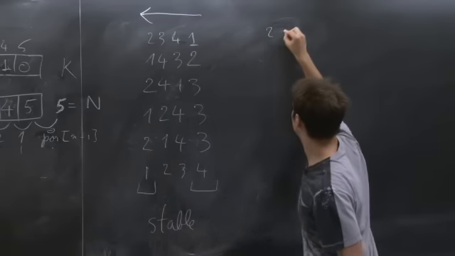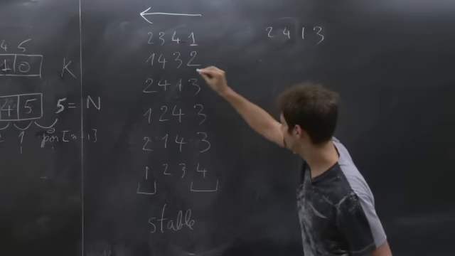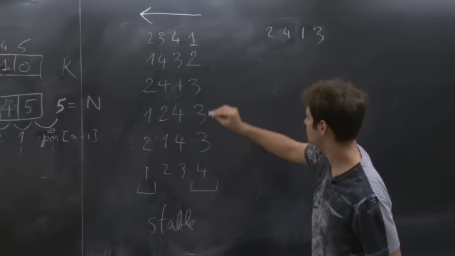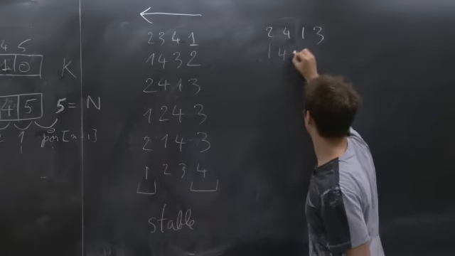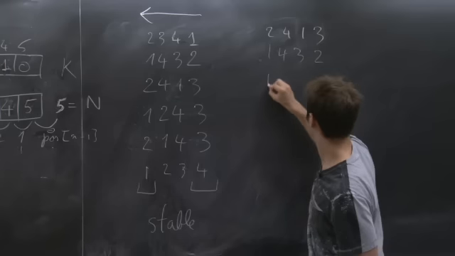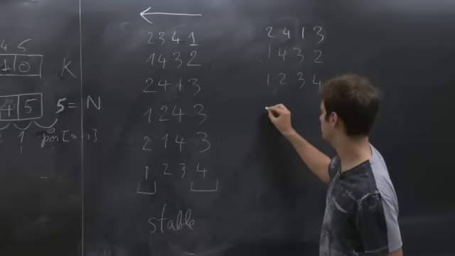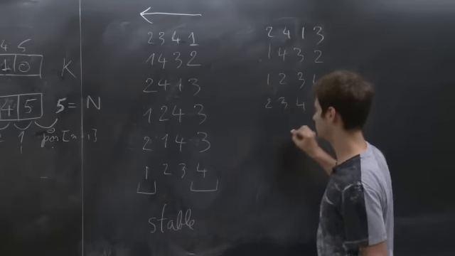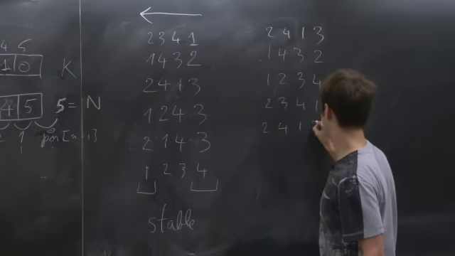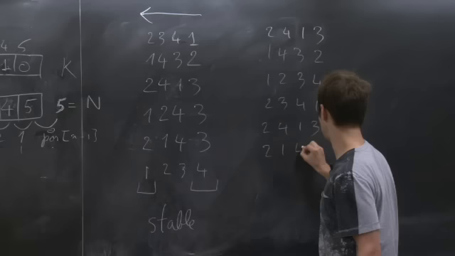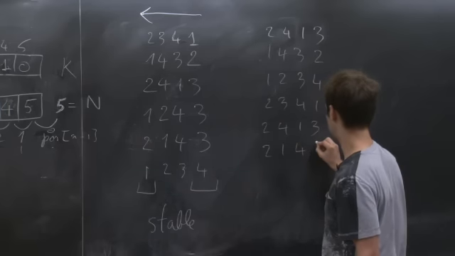This is the first one, 2, 4, 1, 3. Then I have two 3s, so 1, 4, 3, 2 and 1, 2, 3, 4. And then I have three 4s: 2, 3, 4, 1, 2, 4, 1, 3, 2, 1, 4, 3. Wait, this isn't good.